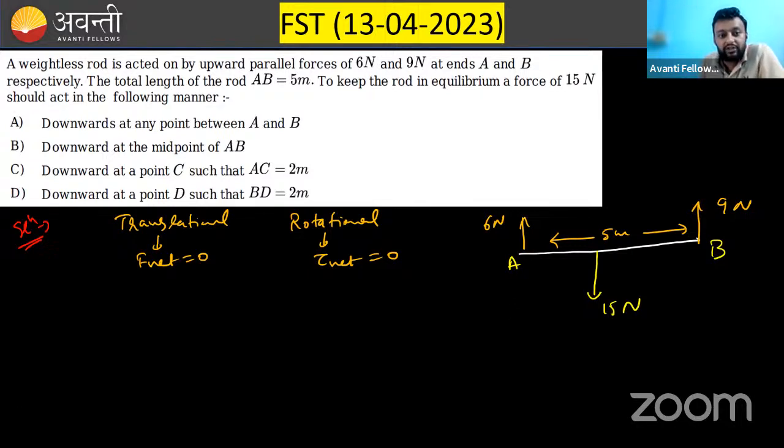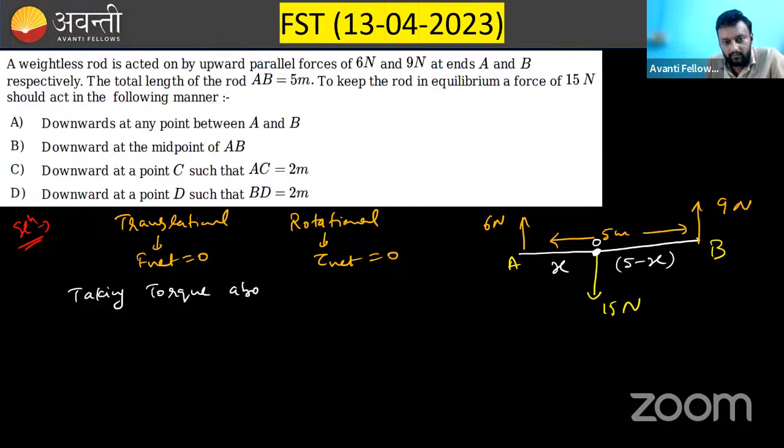Now, let's suppose this 15 Newton is acting at a distance x from the end A. So this will be 5 minus x. Clear? For net torque to be 0, let's suppose this point is O. Taking torque about O, the net torque should be 0.